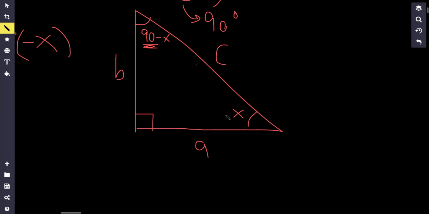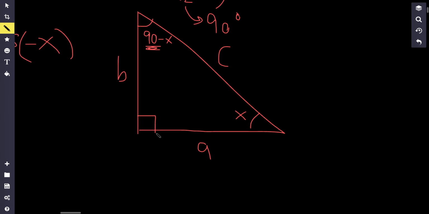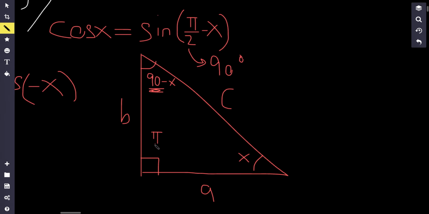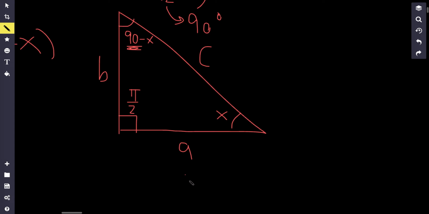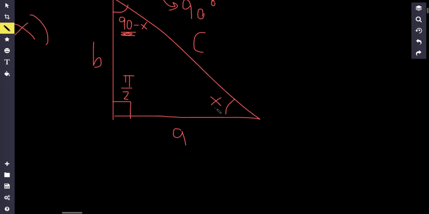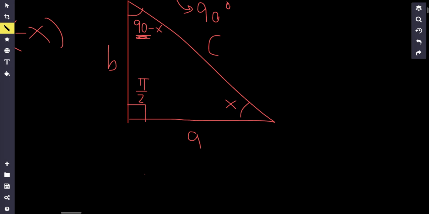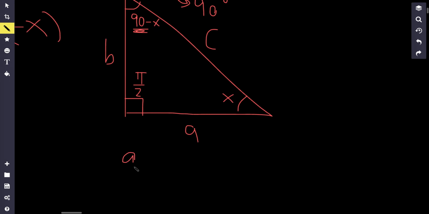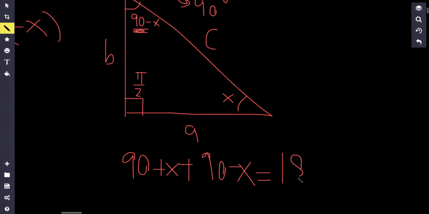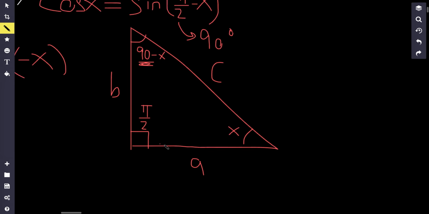Let's say I have this triangle right over here. I have this 90 degree angle, or pi over 2, I have this angle x, and I have this angle 90 minus x. Now you might be saying, where do I get this 90 minus x from? Well, think about it. All the angles in any triangle have to add up to 180. So if I have this 90 degree angle plus this x degree angle plus this 90 minus x degree angle, I get 180 because the x's just cancel out. So everything works out.